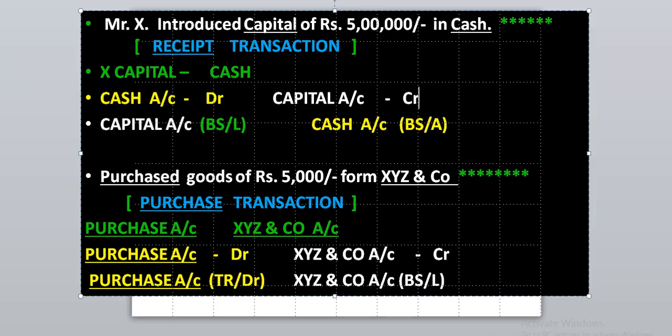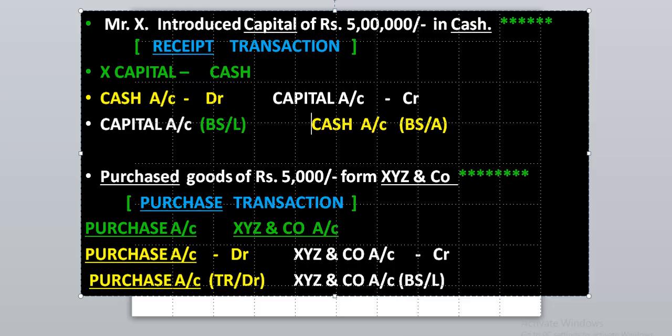And the last and very important dimension or point of the transaction is where can we find the capital account in the financial statements. So capital account can be found in the balance sheet. I have written very clearly here. The capital account can be found in the balance sheet and it is a liability. It will be displayed on the liability side. So this is about the capital account.